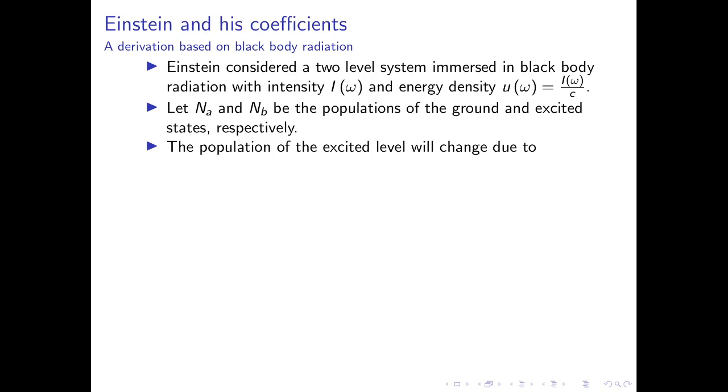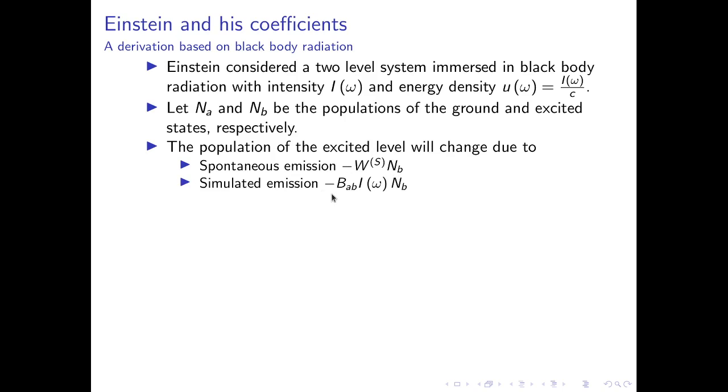Now the population of the excited level will change due to several reasons. One of them will be due to spontaneous emission. So the rate at which population of the excited level will change per unit time is basically the probability of spontaneous emission per unit time, Ws, times the number of atoms which are already in the excited state. So minus WsNb, that's the rate of population change.